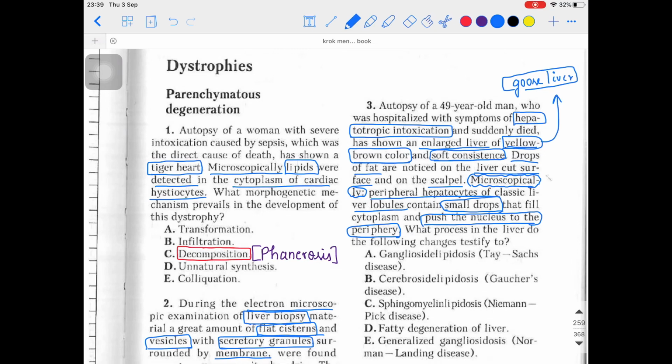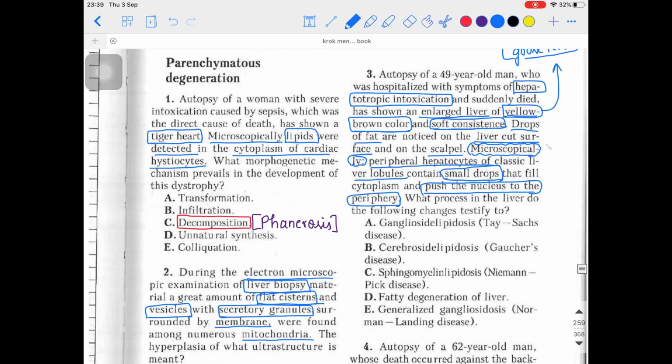In which finding, macroscopic or microscopic? Definitely the macroscopic finding of fatty degeneration of the liver tells you about the goose liver. Again, what is the goose liver? The cut surface bulges slightly, and it is pale yellow and greasy to touch. This is the macroscopic finding. Now let's move on to the microscopic finding.